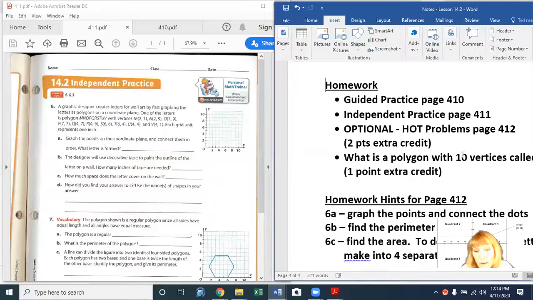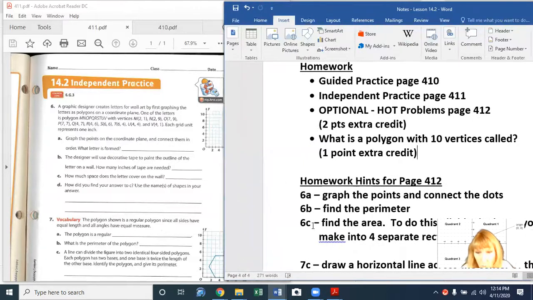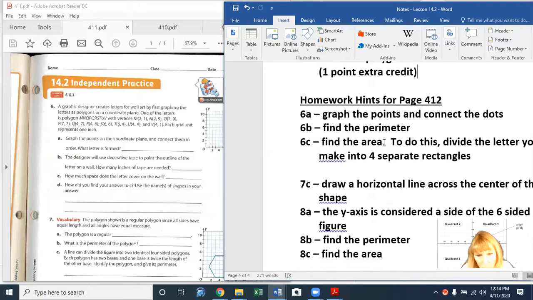As well as I had asked you at the beginning of the video, what is a polygon with 10 vertices called? So 1 extra credit point if you can tell me that. Put that on your homework. So homework hints. Now this is what I was talking about.